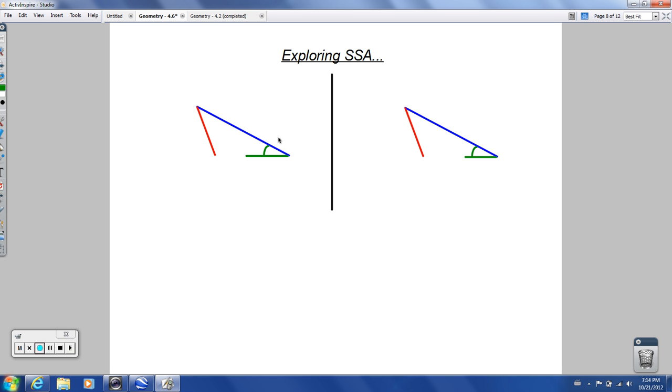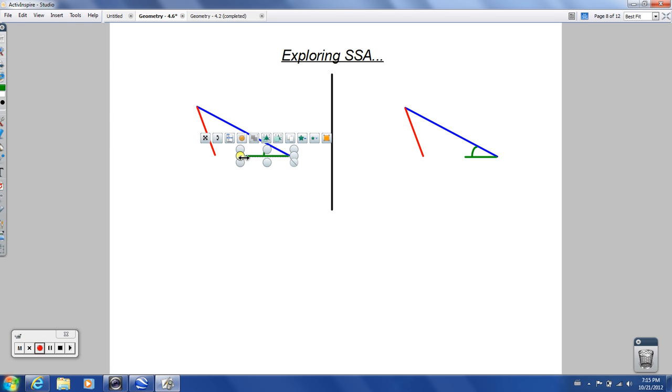So a side, a non-included angle, matching up with a side and a non-included angle. Now I can't change the angle. I can't change the length of these sides. I could change this angle right here because that's not rigid, but all these things, the arc marks the angle here, is not going to change. This is rigid, this angle, these two side lengths are rigid.